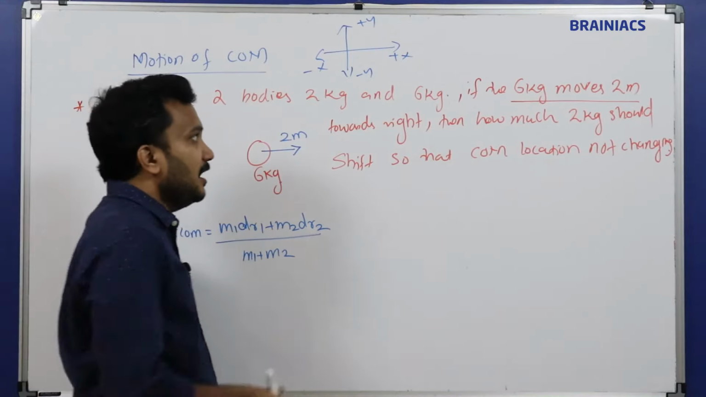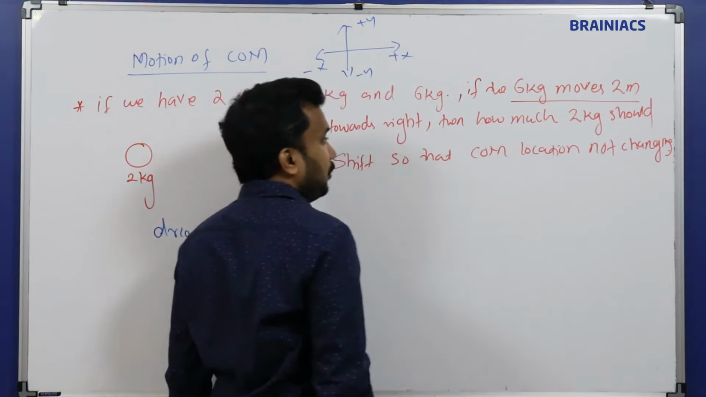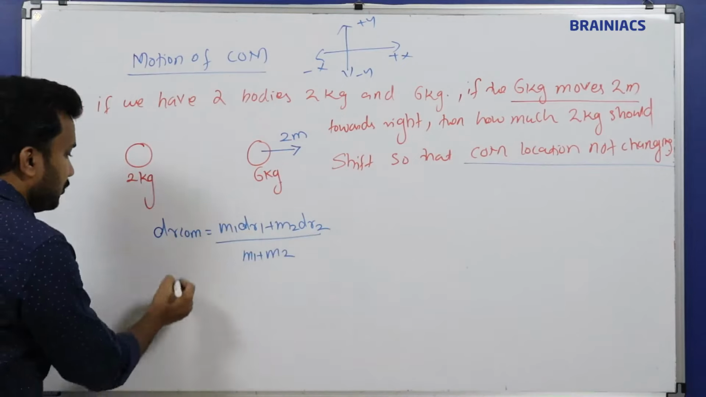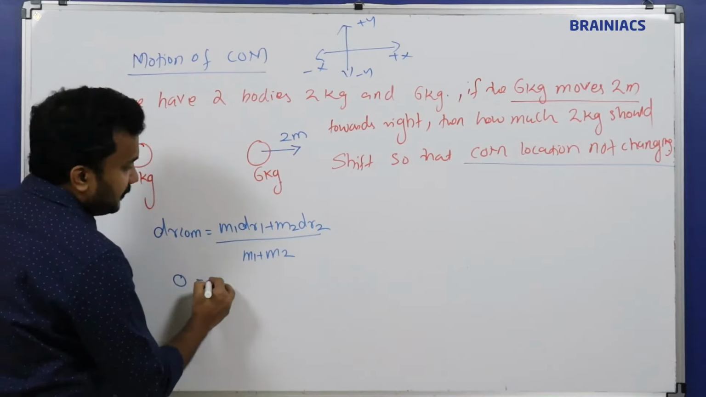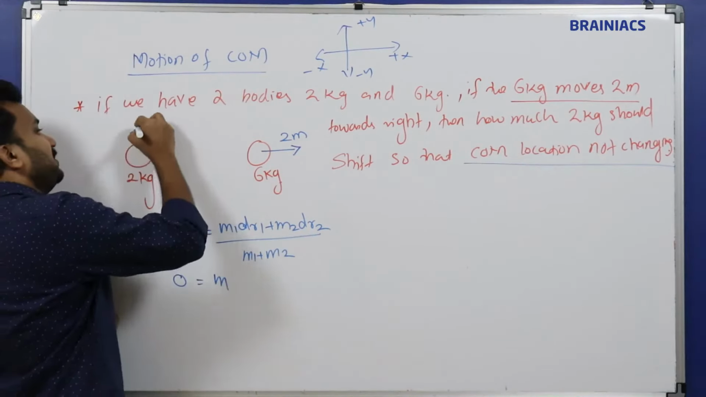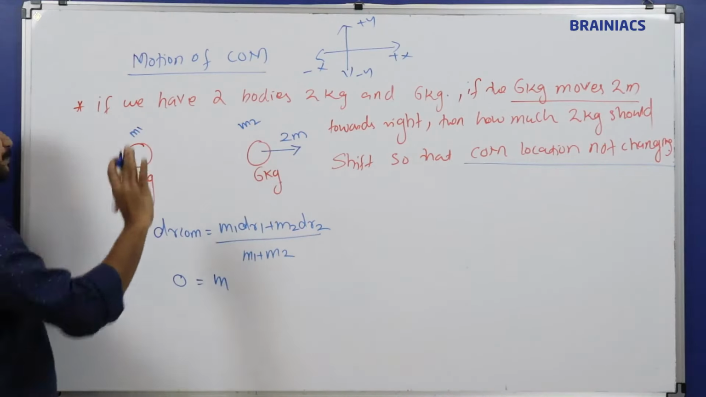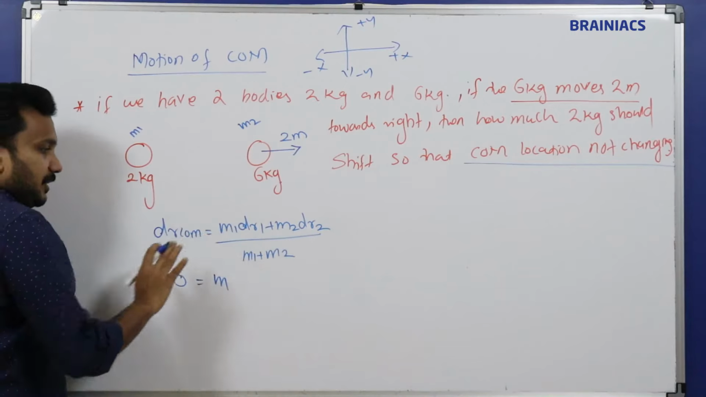The question is asking how much I should shift a 2 kilogram mass so that the center of mass location is not changing. No change means this is 0, equal to m1 is the first body. I am assuming this is m1 and this is m2. So m1 is the first body, and whatever is given will be there as the question. Now we'll come to the answer part.